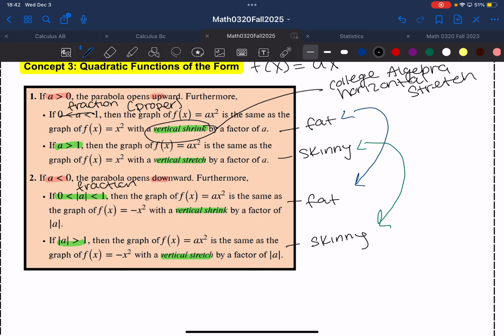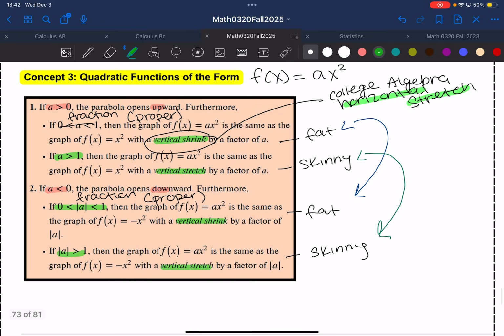For number 2, does it also have to be a proper fraction? Yes. So when you see the words vertical shrink, that could also be the same as saying a horizontal stretch. I'm not sure if Alex is going to rephrase it that way, so it's just good to have that vocab there. Horizontal stretch is the same as a vertical shrink. So any fractions equal fat and anything greater than 1 equals skinny? Correct.